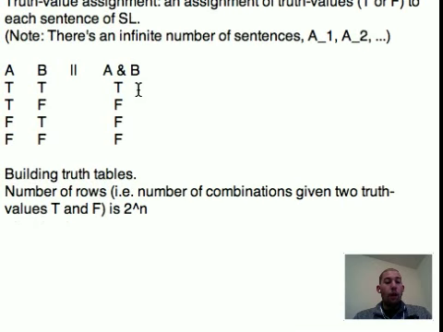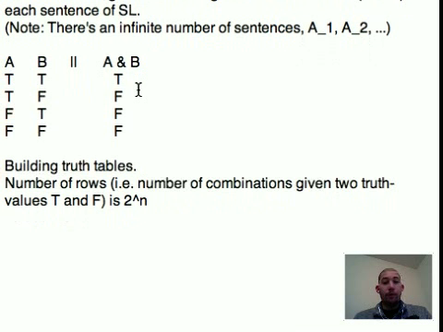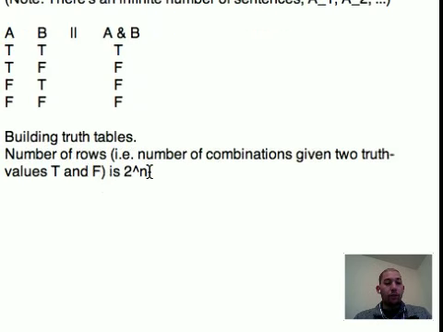So how do we go about building truth tables then? Well, the first thing we need to figure out is how many different combinations we need to consider. That is, how many different possible truth assignments are there? And the answer to this is always going to be 2 to the n. So where do we get this from? Well, a given sentence D can either be true or false, right? So there's only 2 truth values.